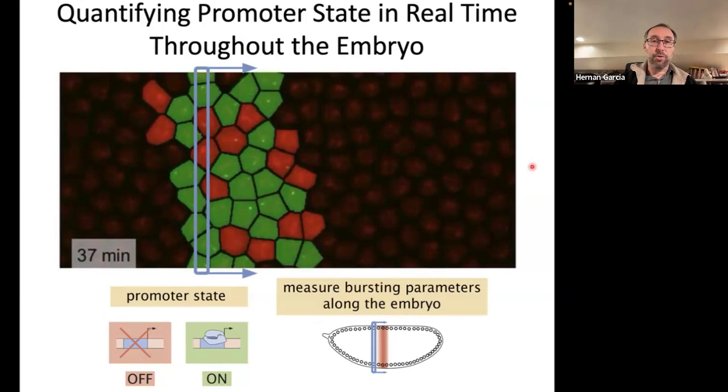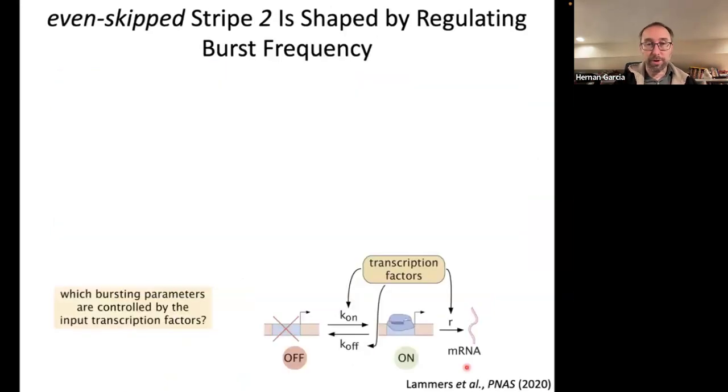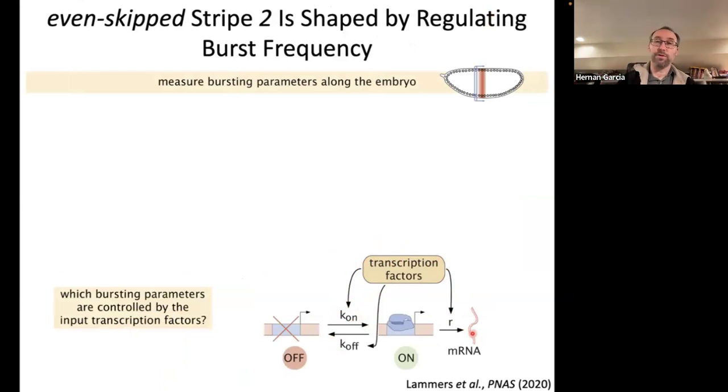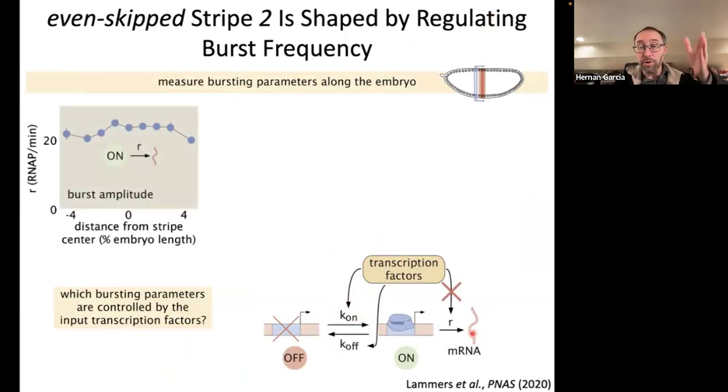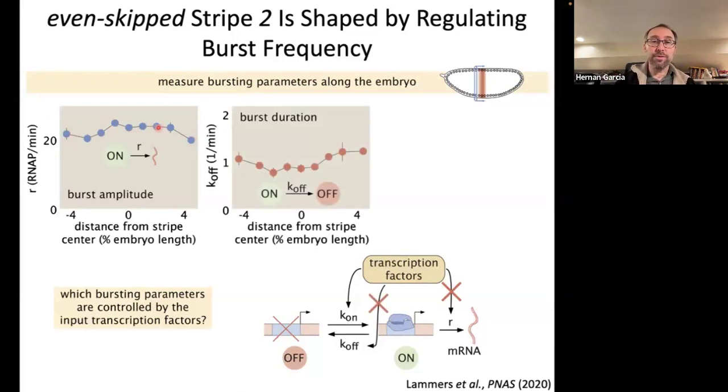Okay. So why did I want to ask this question? Well, remember, because we're trying to figure out which out of the 4 transcription factors that dictate the expression of this stripe, which parameters are they controlling, K on, K off, or R? So we move along the embryo and we measure each one of these bursting parameters. Here, I'm showing you the rate of polymerase loading, the burst amplitude, as a function of the position along the embryo. And what you see is that it doesn't change much, even though there's a stripe here in the middle. If you look at burst duration, there's also not much of a change as you move along the embryo. So this tells you that neither of the 4 transcription factors talks to K off, talks to R.